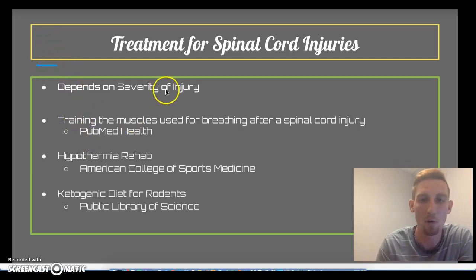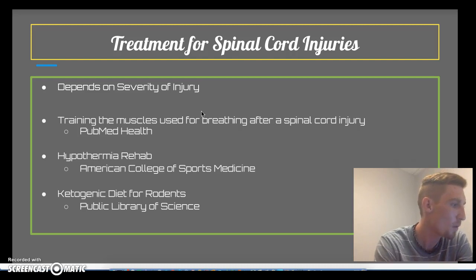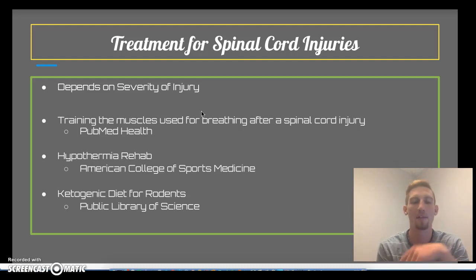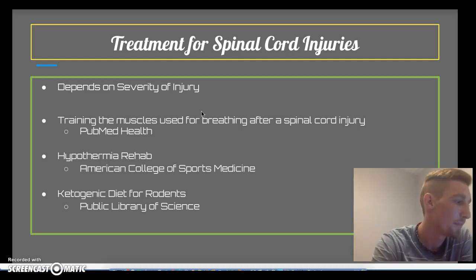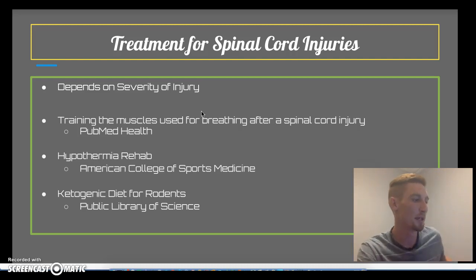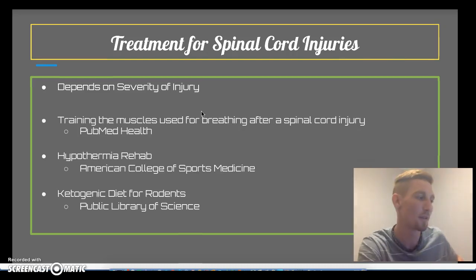Now we found some articles on different types of treatment for spinal cord injuries, and the first one that we found was on training the muscles used for breathing again. Because after neurological damage, especially spinal cord injuries, those muscles that are used for breathing are weakened, the lung capacity is reduced, and the ability to take a deep breath and cough is not there, and lungs become at a greater risk for lung infection.